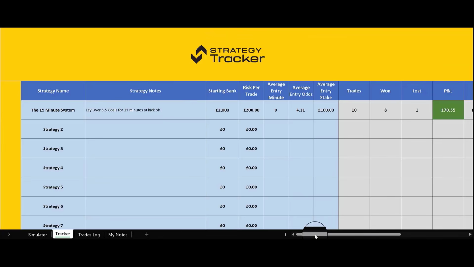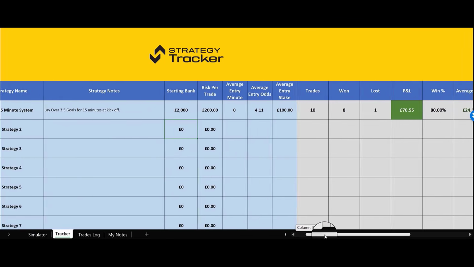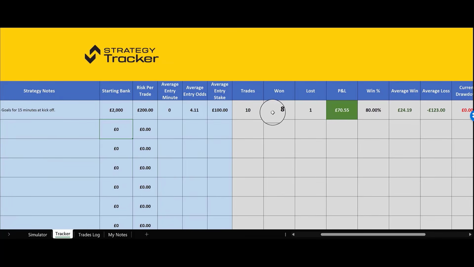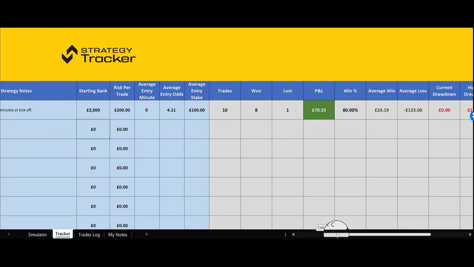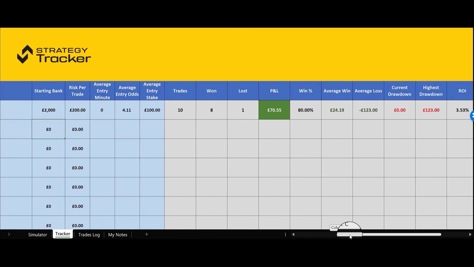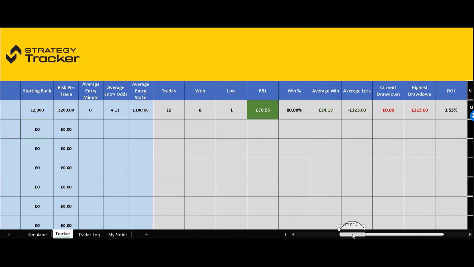So in the end, we have completed the 10 trades on the 15-minute system. We've come out with a profit, but it's pretty clear to see the flaw. I mean, look, 10 trades, 8 winners, 1 loss, 1 scratch trade. Our average win was £24. Our average loss when we take a loss is £123. So you'd have to test this a lot more to get an idea of the true long-term potential from this.